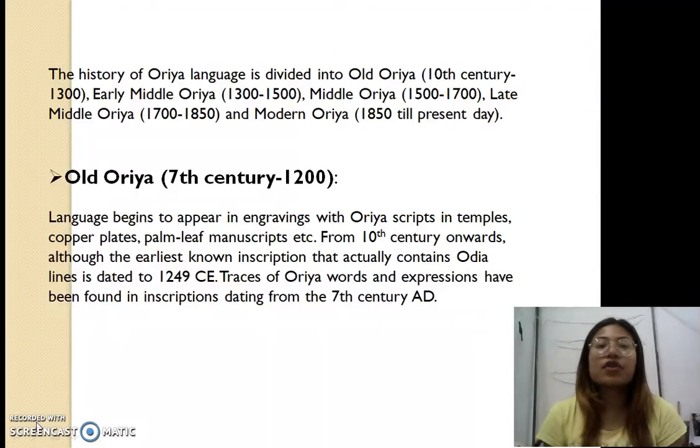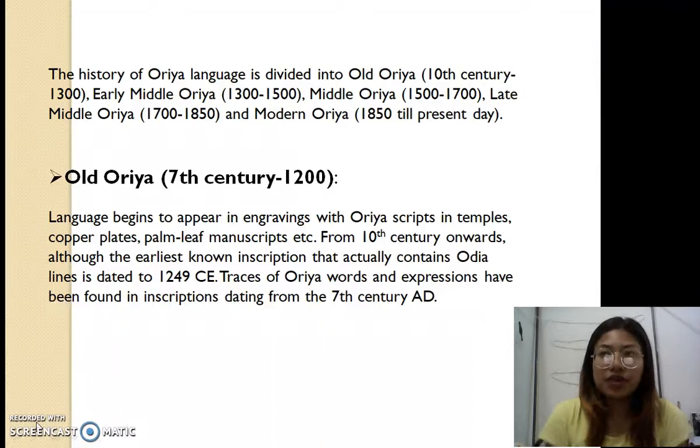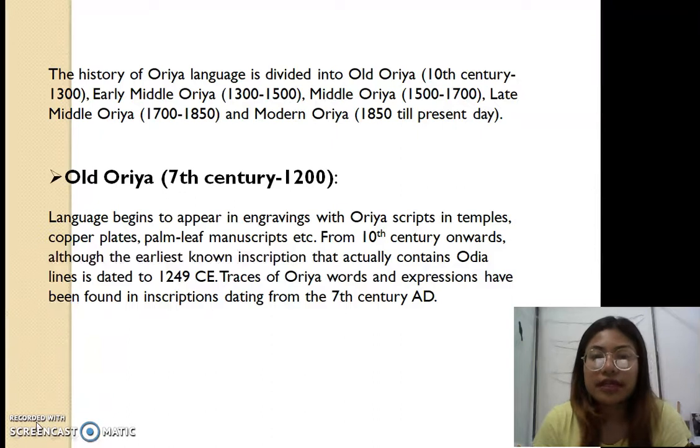Now, the history of the Oriya language can be divided into a few sections: Old Oriya, from the 10th century to 1300; Early Middle Oriya, from 1300 to 1500; Middle Oriya, from 1500 to 1700; Late Middle Oriya, 1700 to 1850; and the Modern Era, 1850 till the present day. Now, I would like to explain each of the periods in the history of the Oriya language.